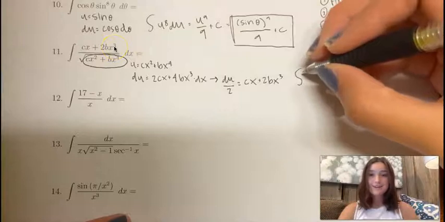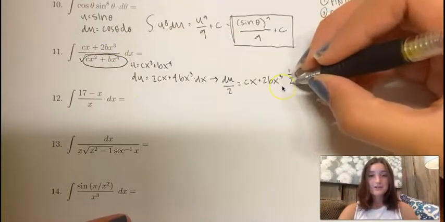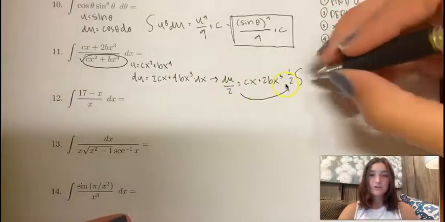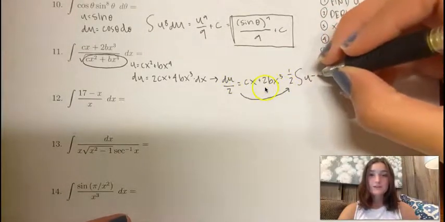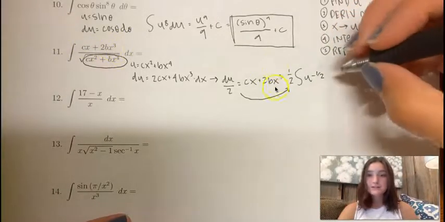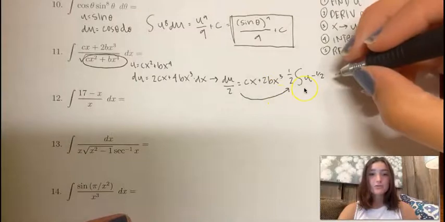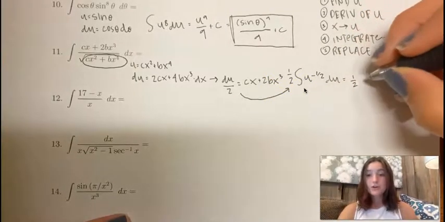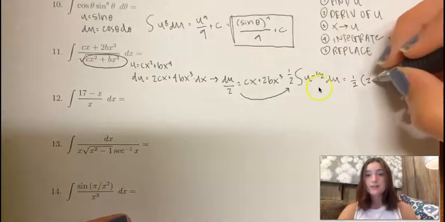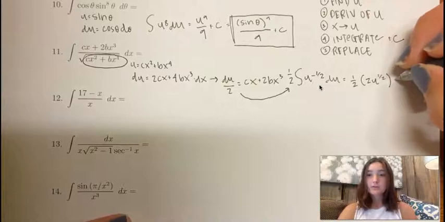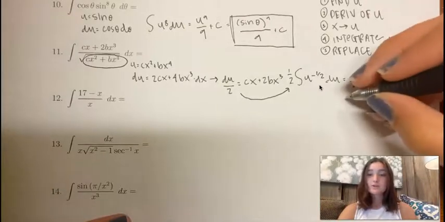Yay. And now we've got a much easier integral. You've got that 1/2 that you take from the du over 2, put it in front of the integral. That cx plus 2bx cubed is going to cancel with the top here, making things easier for us. And you've got u, I wrote it as u to the negative 1/2. It could be written as 1 over square root of u, but writing it that way just makes it easier to integrate. And you're going to integrate using the power rule to get 1/2 times 2u to the 1/2 plus c.